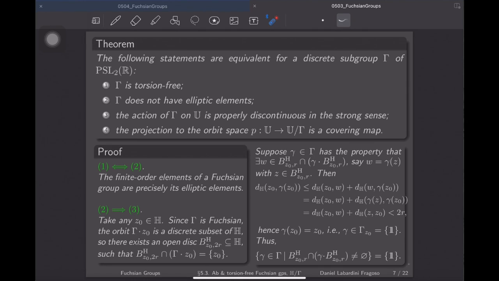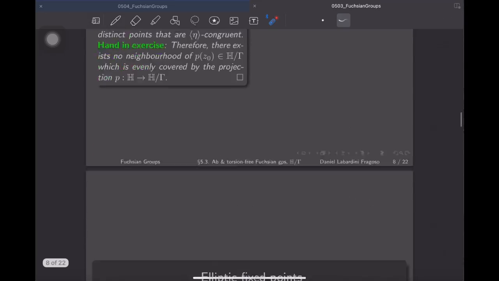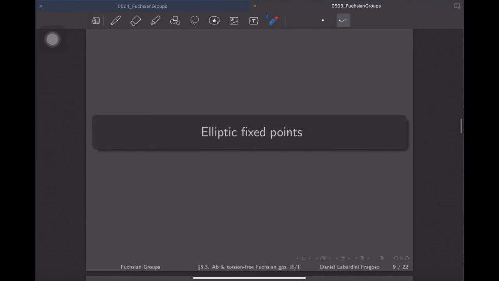So somehow we still had to find explicitly which are the discrete subgroups whose associated action is properly discontinuous in the strong sense, and the answer is just the torsion-free Fuchsian groups, which are precisely those that do not have elliptic elements. Actually, given any Fuchsian group, its torsion elements are precisely the elliptic elements. Okay, so that was the second part, and then a little bit about elliptic fixed points.